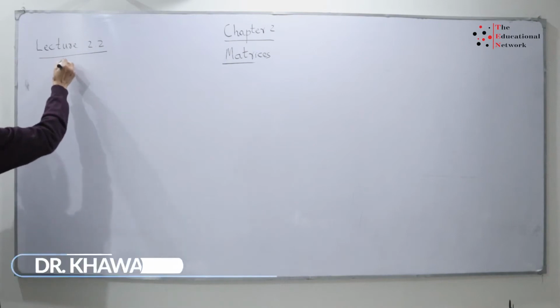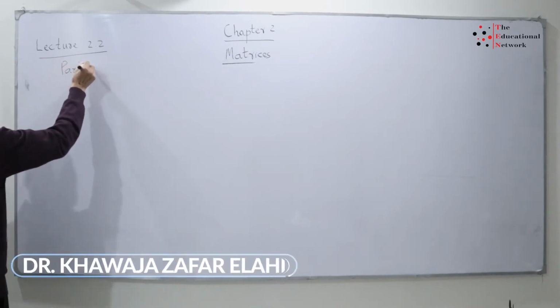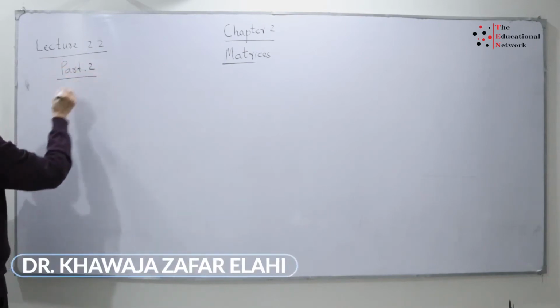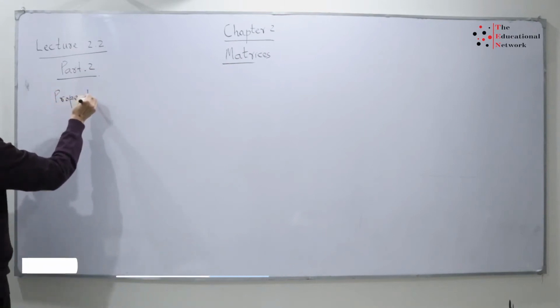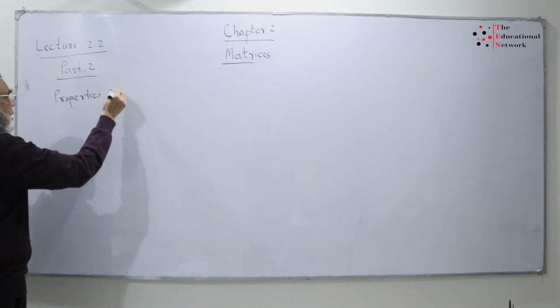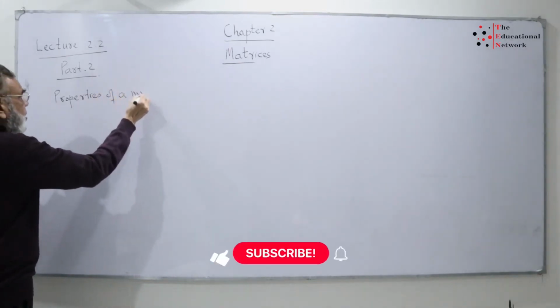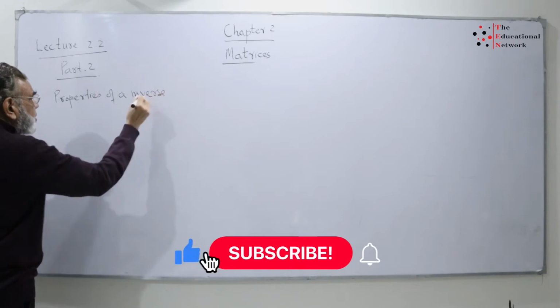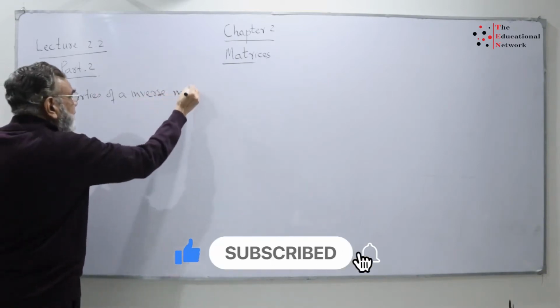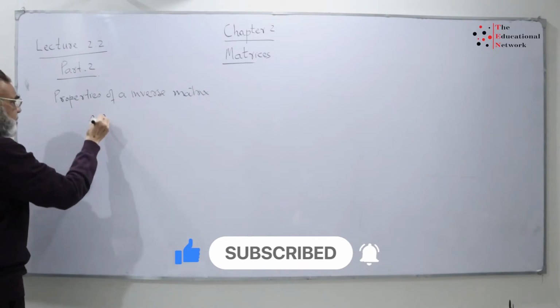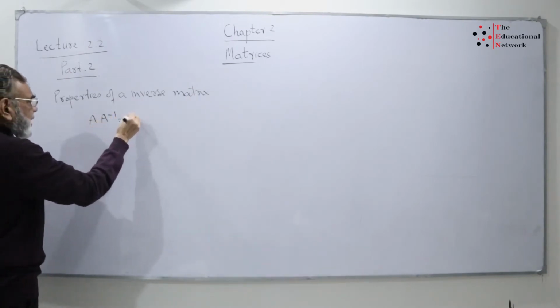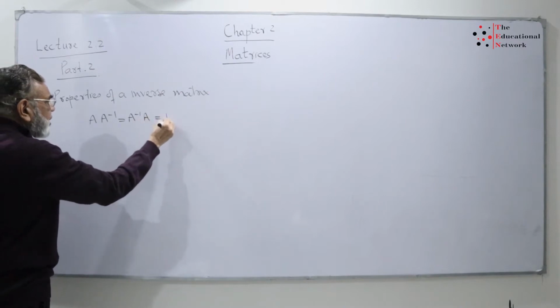This is my part 2 of the lecture 2.2. We are discussing the properties of the inverse. Properties of an inverse matrix. One property I already discussed in the last lecture. That is, A inverse A is equal to A A inverse is equal to I.